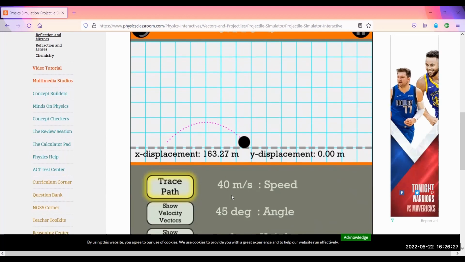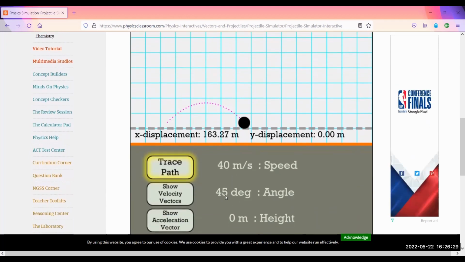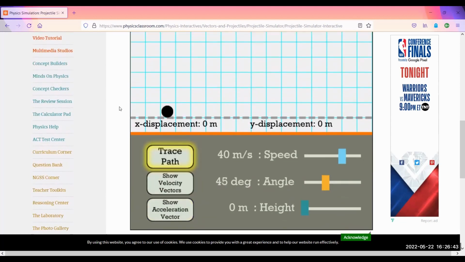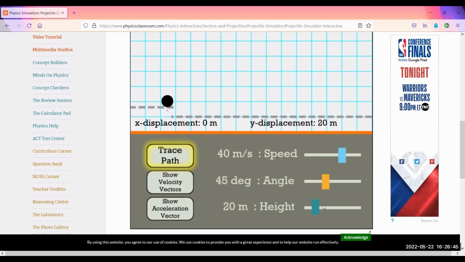So the first time it was at 40 meters per second at an angle of 30 degrees, and it made a total distance of 140 meters. But when we bumped the angle up to 45 degrees, it made it to 163.27 meters, whatever. So last but not least, we can also change the height.